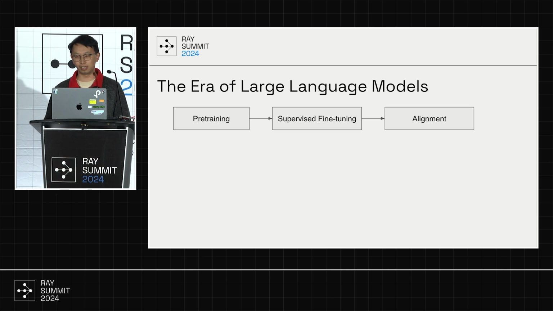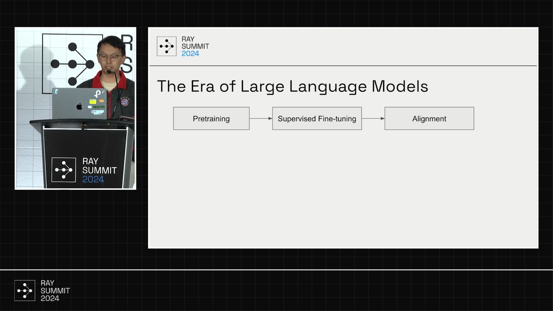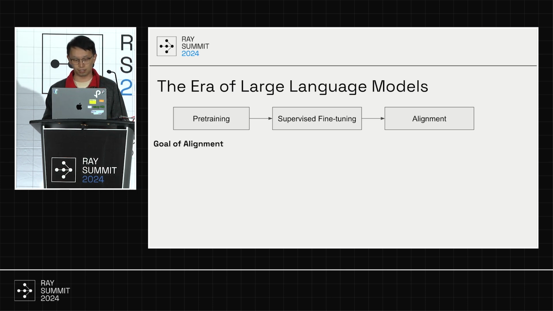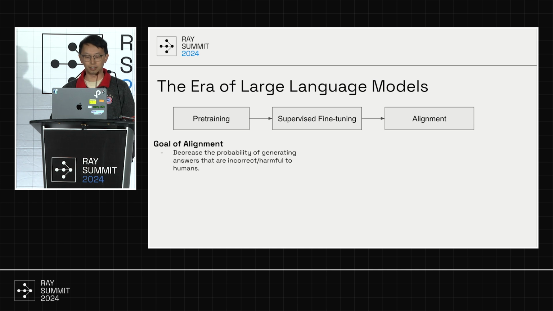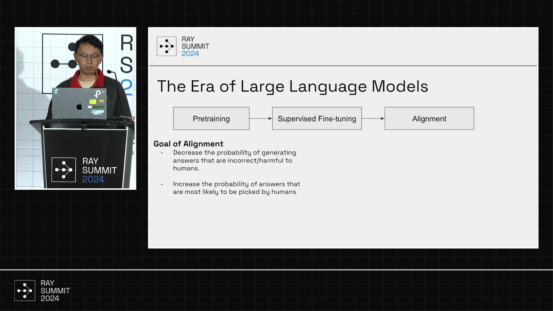And there's a last step, which is called alignment. The goal of alignment is to align the values of the output of the large language model to human values. So mathematically, what does it mean? It means that we want to decrease the probability of generating answers that are incorrect, that have hallucination, or that are harmful to humans. And we want to increase the probability of answers that are most likely chosen by human beings.